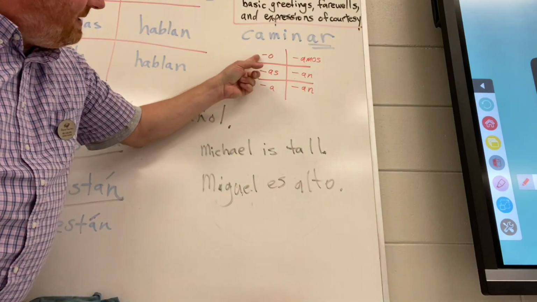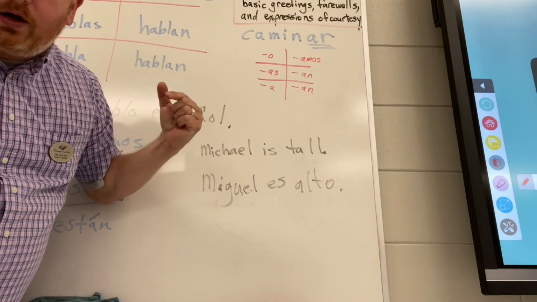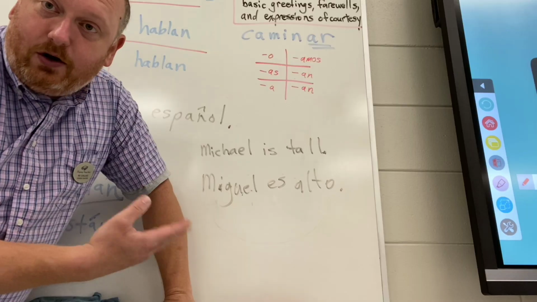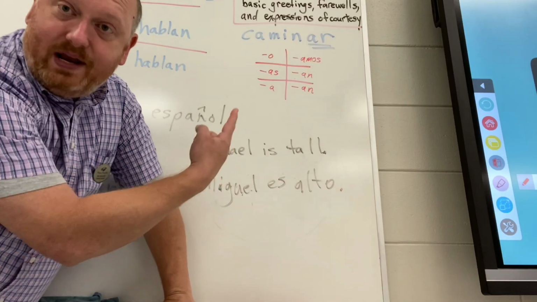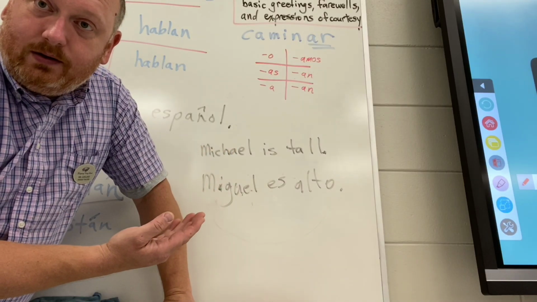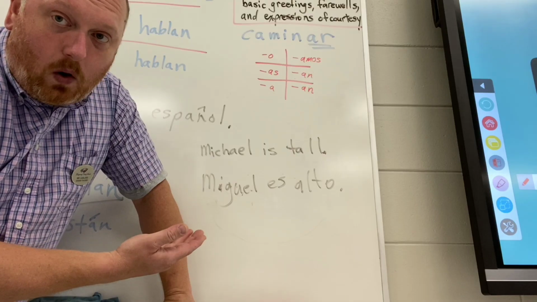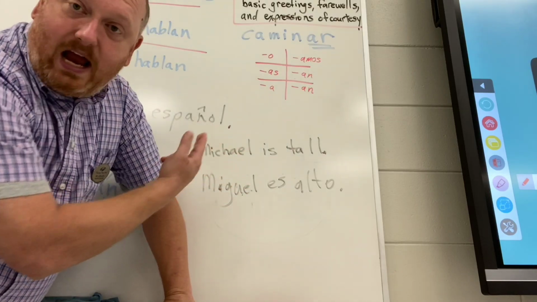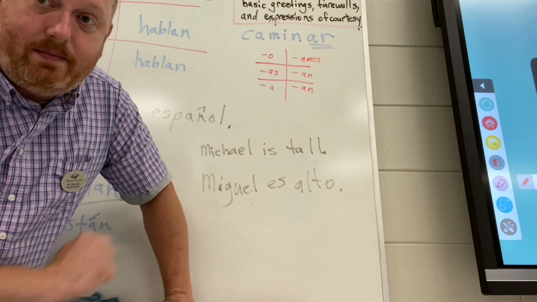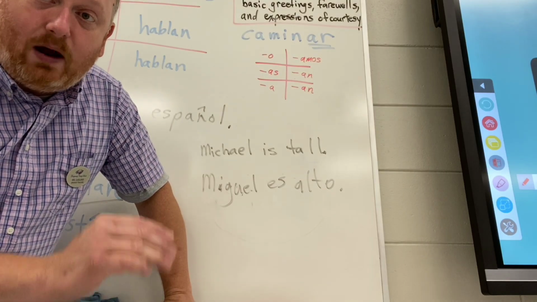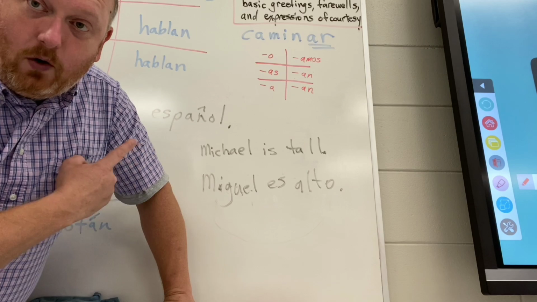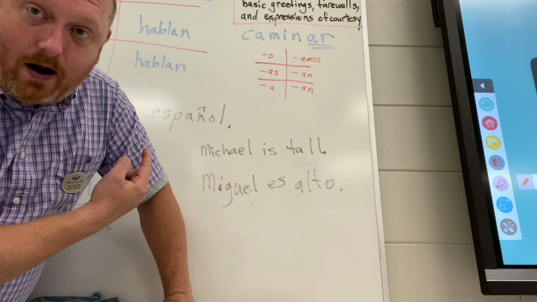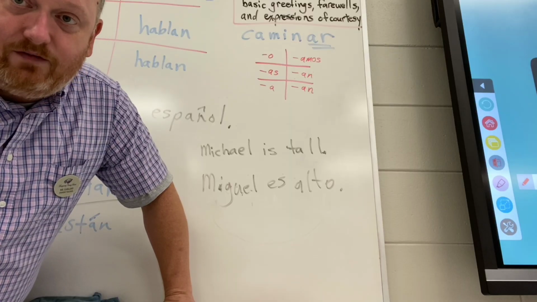I can say camino, I walk. Caminas, you walk. Camina, he or she walks. Caminamos, we walk. Or caminan, they walk. Or caminan, y'all walk. All I have to do is add these endings to pretty much any verb in the language, and we know how to use it. So knowing these endings in the present tense for these verbs that end in AR is very important and very useful for us.